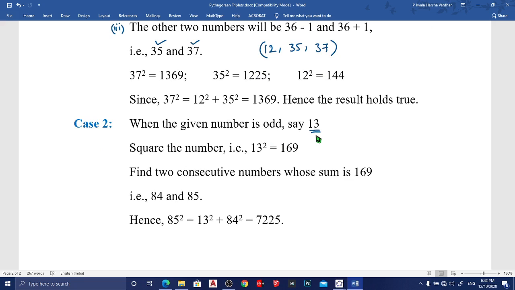If the given number is an odd number like 13, what is the first step here? You have to take the square of this number. The first step is directly you have to take the square of this number. No need to take the half of this number. Okay, directly take the square of this number. Now you have to divide this number equally as the sum of two consecutive numbers.